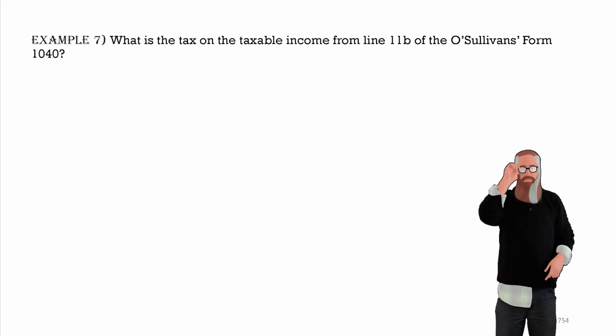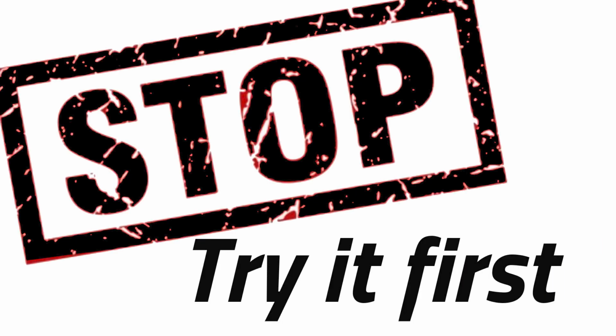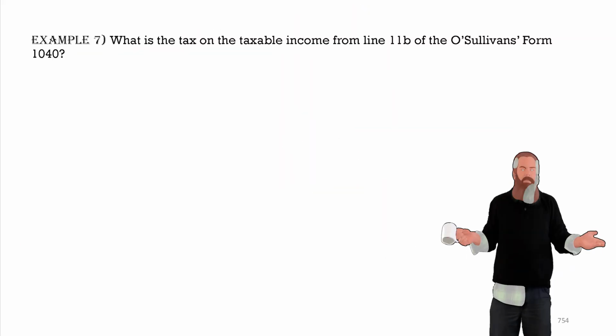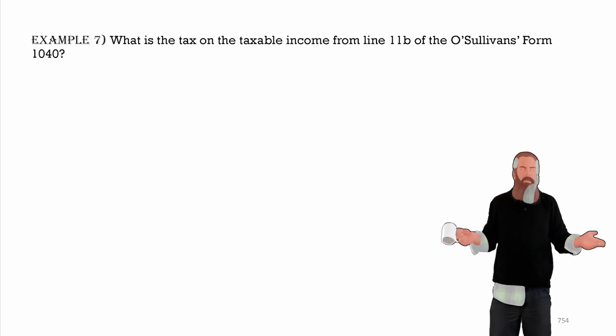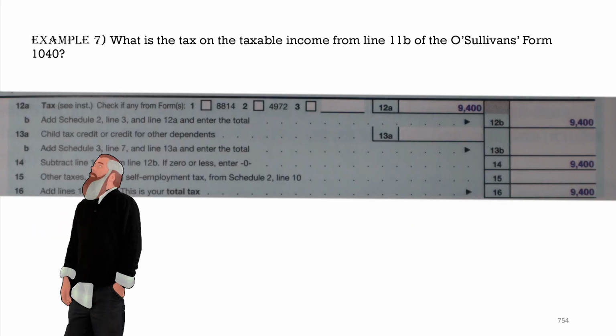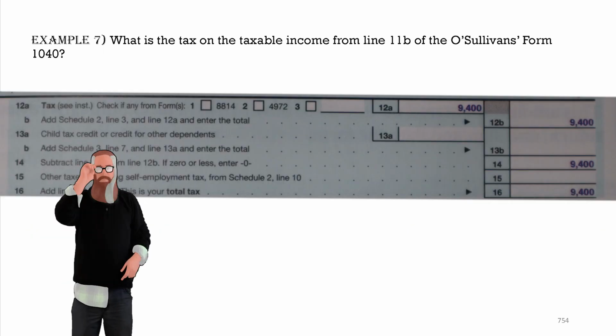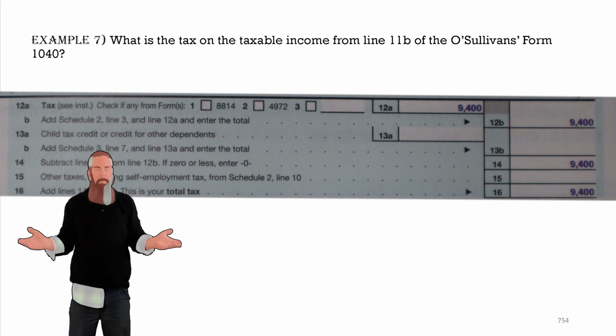What is the tax on the taxable income from 11B of the O'Sullivans' Form 1040? You could see that the O'Sullivans would much rather look up $80,381 on the tax table instead of their total income. By lowering their taxable income, the standard deduction lowers their taxes. By going to the tax tables to find their taxes, we can be sure to look under the married filing jointly column. Their tax is $9,400, and it is entered on line 12A, 12B, 14, and 16, shown here.